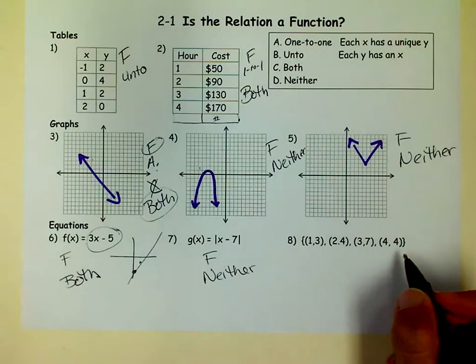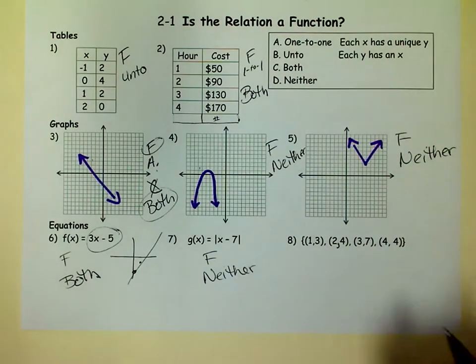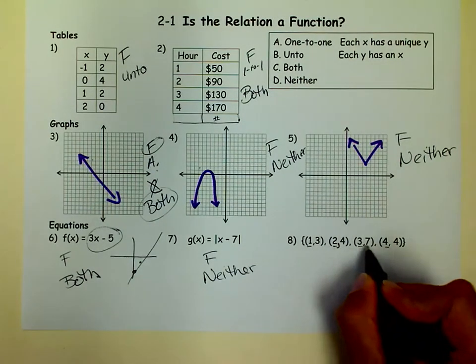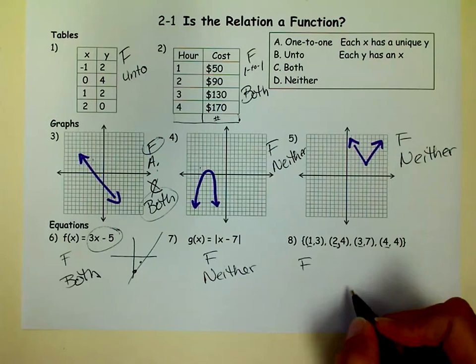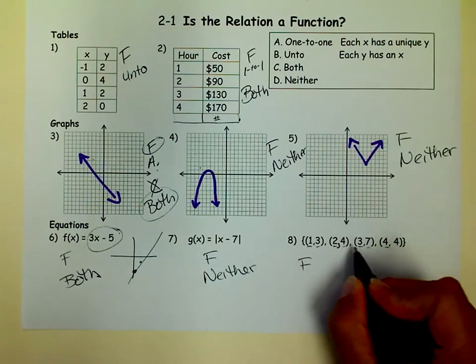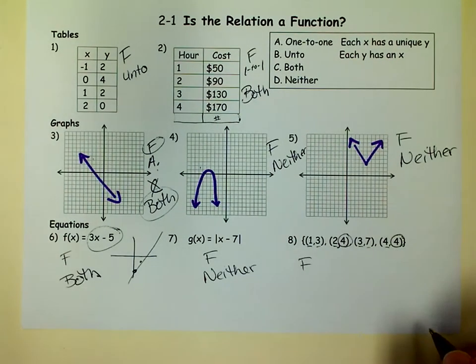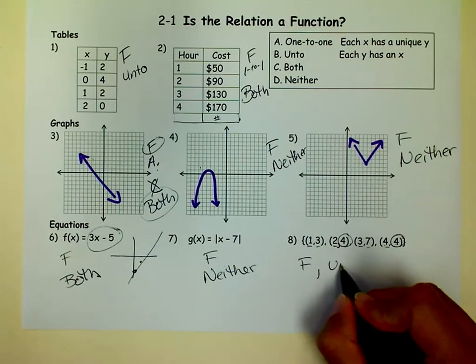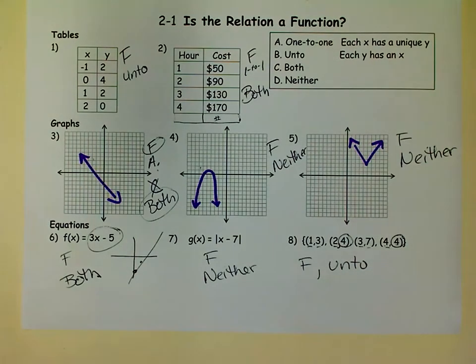And here we have a set of points, and so we just look at the x's. Are all the x's different? 1, 2, 3, 4. Yes, so we know it's a function. Are all the y's different? Oops, same y. So it's not one-to-one. But does each y have an x? Yes, so it's onto. So that's how to tell what kind of function you're dealing with.